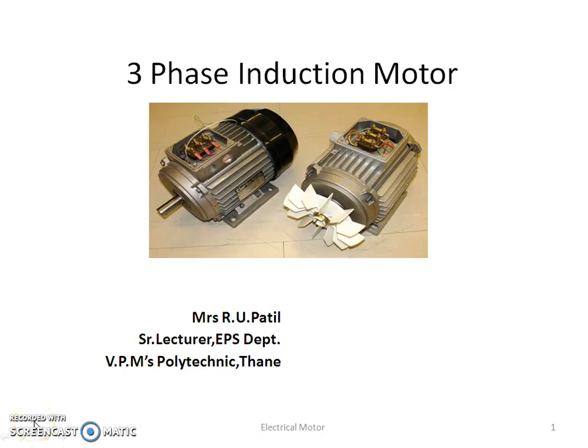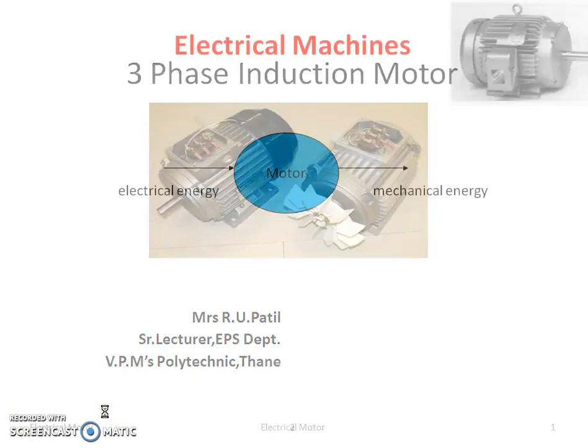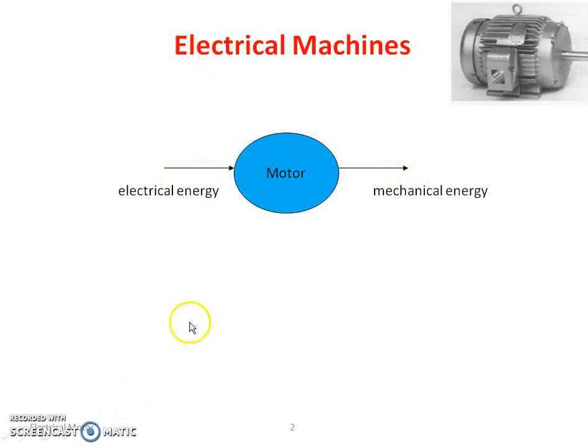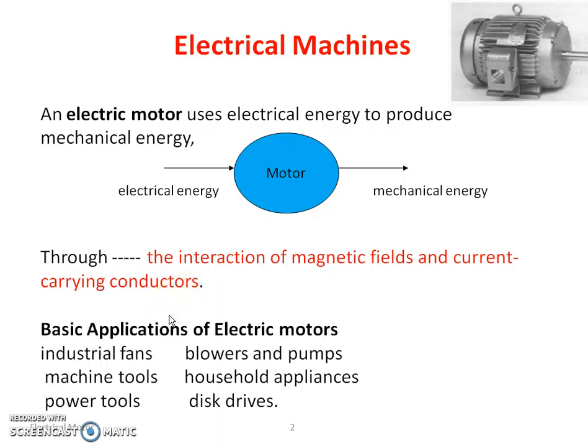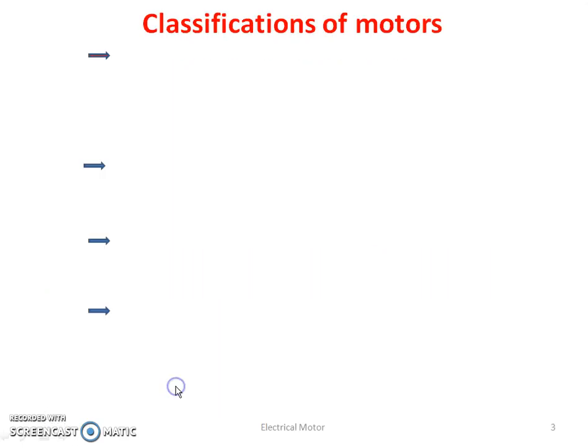Three-phase induction motor. Electric machine. It converts electrical energy into mechanical energy. So an electric motor uses electrical energy to produce mechanical energy through the interaction of magnetic field and current carrying conductor. Basic applications of electric motors are industrial fans, blowers, pumps, machine tools, household appliances, power tools, disk drives, and so on. How are these motors classified?